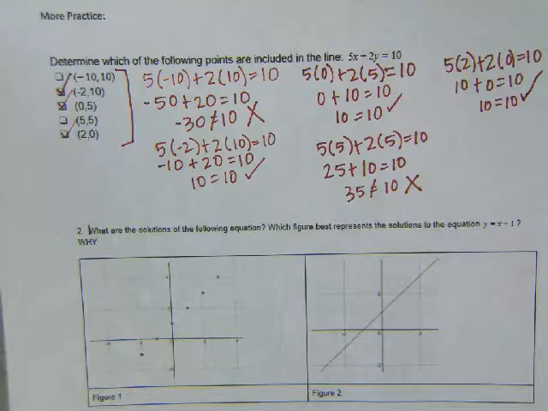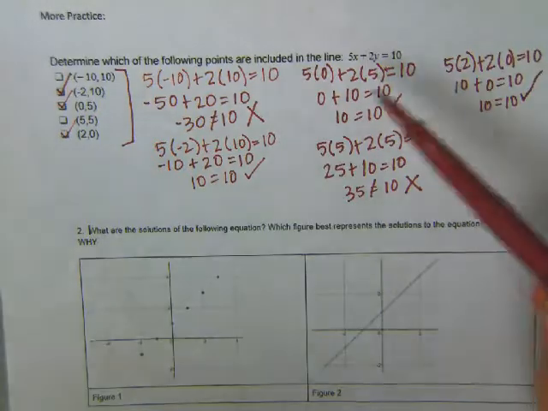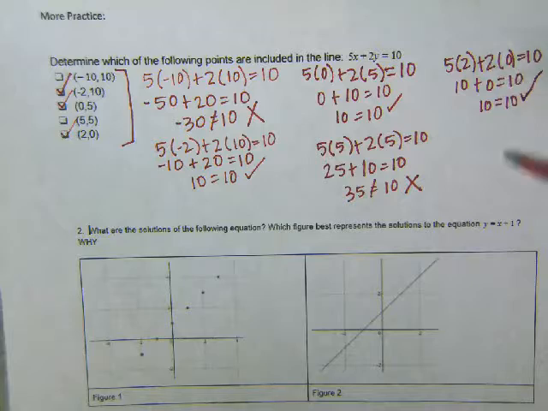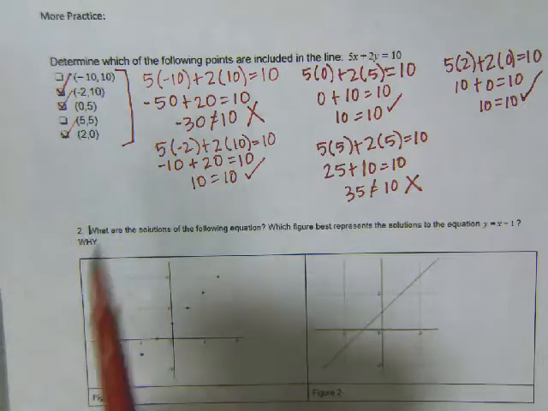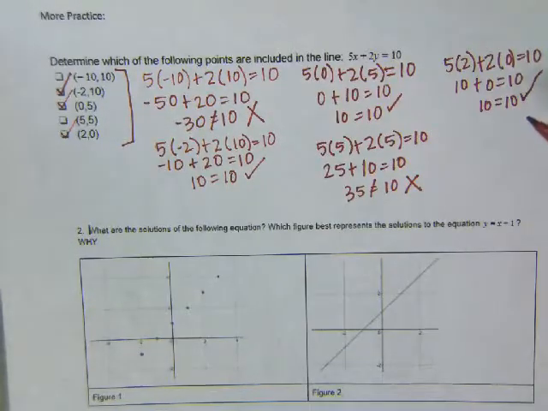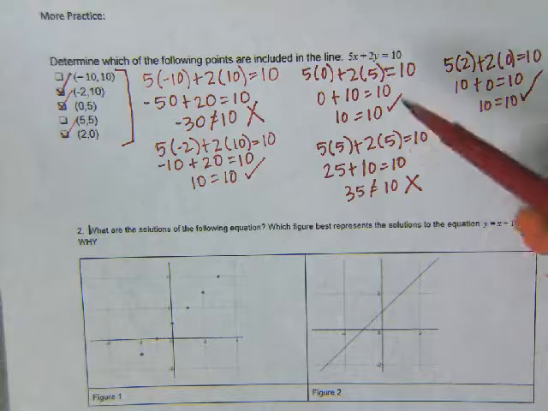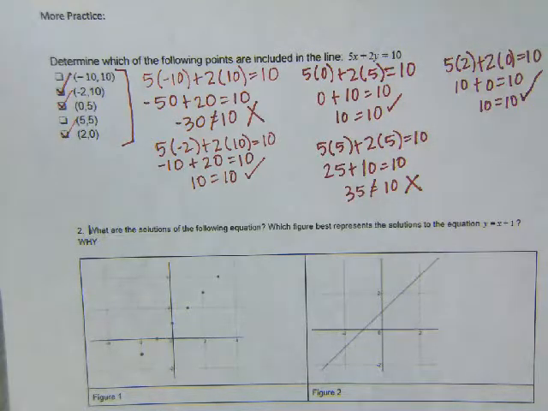So if it asks if the points are included on the line, you can do this approach. Or if you have access to a graph, you could graph your line and see if these points are on the line. But right now, the easiest thing to do, since we don't have a graph, would be to plug in all 5 points and see if they create true statements.